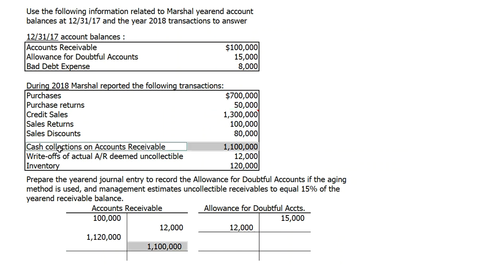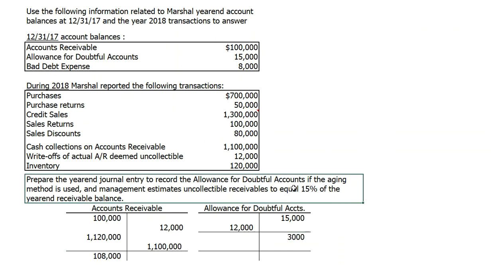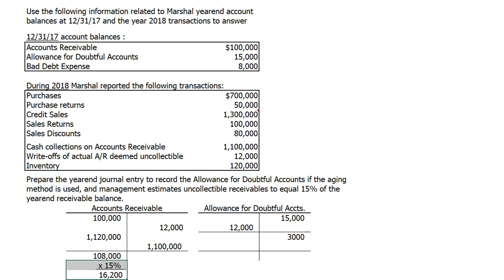Now we can record our cash collections. We're told that cash collections are $1,100,000. Next, we can total the ending balance for accounts receivable, and we see that's $108,000, and our ending balance for the allowance for doubtful accounts before any adjustments is a $3,000 credit. We were told, again, our estimated reserve should be 15% of year-end accounts receivable.